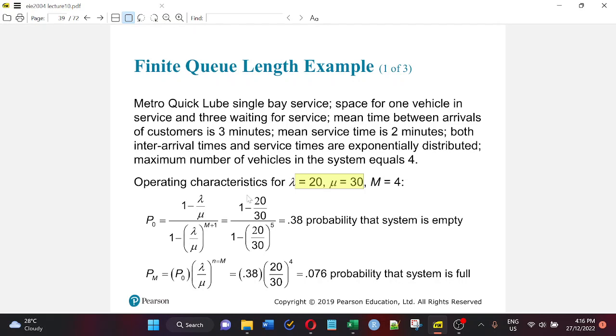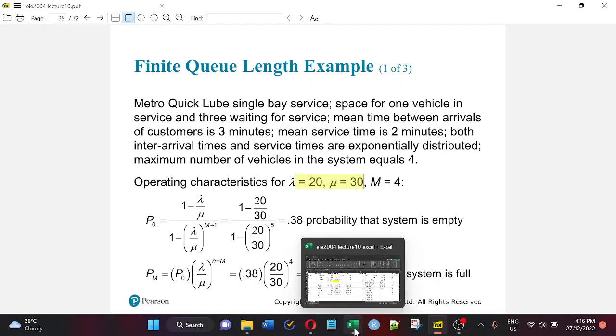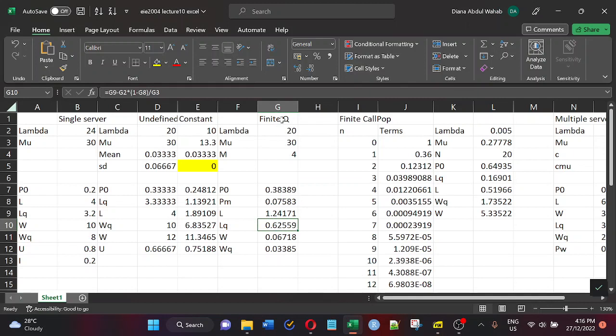So these are the formulas, and then you just follow all the formulas, and this is the finite queue length. I think that's all. You can tell that on average there are 1.2 customers in the system. On average the customer waits 0.06 hours in the queue, and so on.